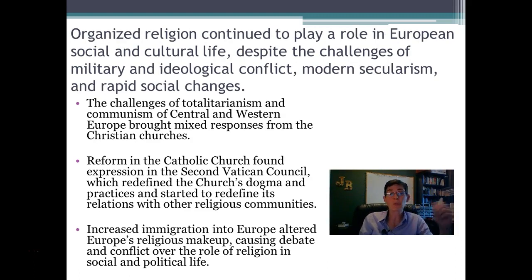Organized religion continued to play a role in European social and cultural life despite the challenges of military and ideological conflict, modern secularism, and rapid social changes.